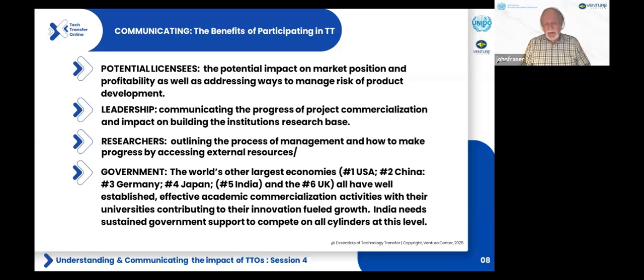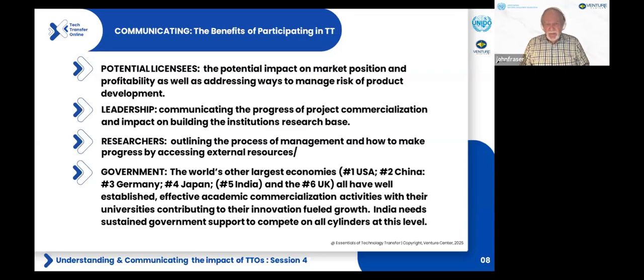Okay, talking to potential licensees. Why should they be interested? Well, innovative research can lead to innovative products that will help the company enhance market penetration and increase profitability. And also, as you see here, address ways to manage risk of product development by having a product that is new to the market that causes interest in the company's products.